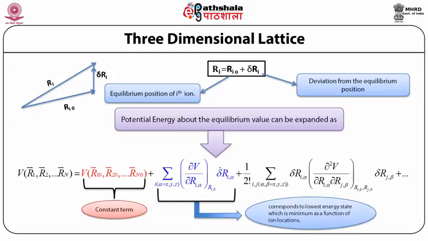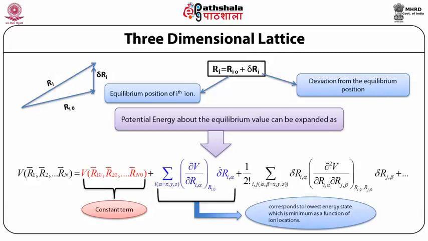It's quite natural. Now if delta Ri is very small, then we can expand the potential energy about its equilibrium value. And remember that this expansion is a Taylor series expansion, which I'm sure you are familiar with. So the total potential V as a function of R1, R2 till Rn is equal to, first, the mean value at the equilibrium position V of R10, R20 till Rn0, plus then we have the first term, the partial differential of the potential with respect to Ri alpha multiplied by delta Ri alpha.